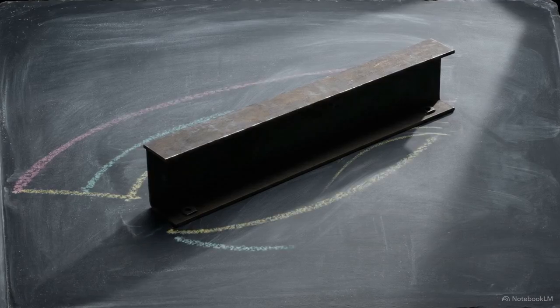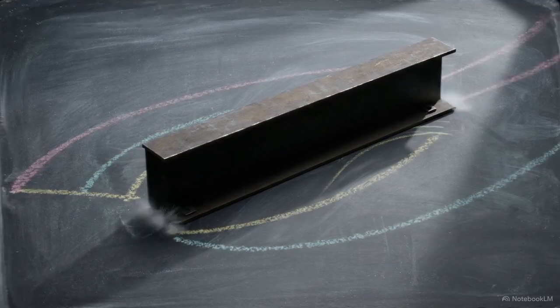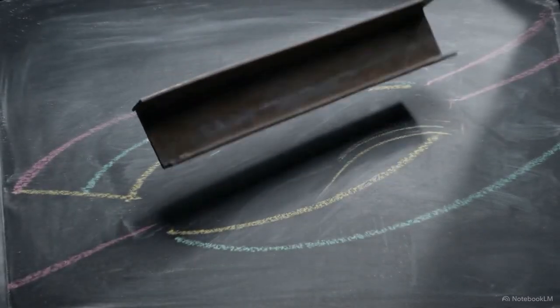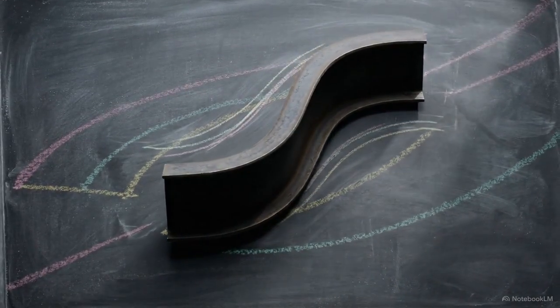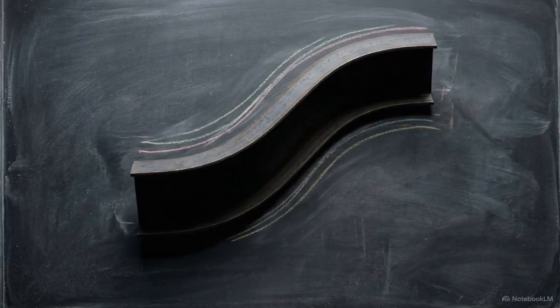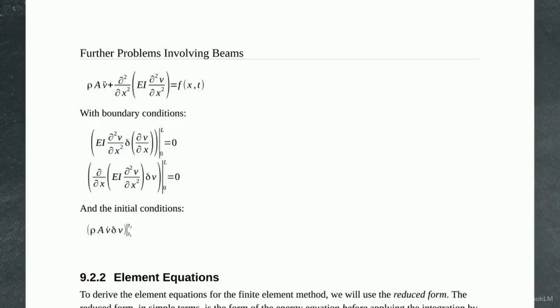A steel beam under a dynamic load bends continuously across its entire length. Every microscopic point along this span moves, accelerates, and deflects. This continuous motion is governed by a partial differential equation. Looking at the top of this document, we see the equation of motion for a beam.